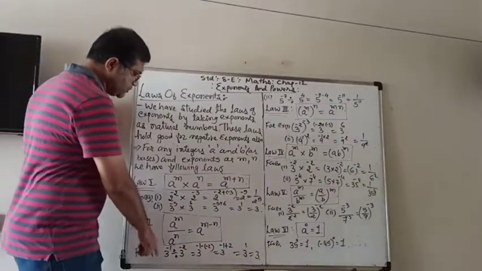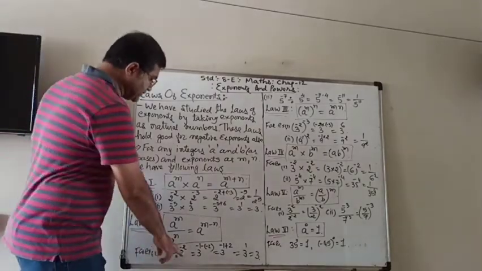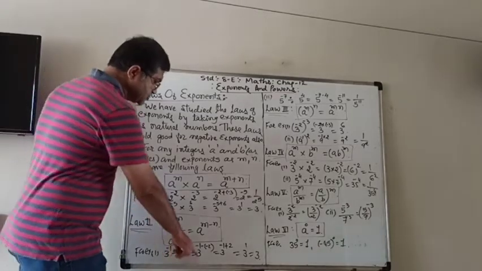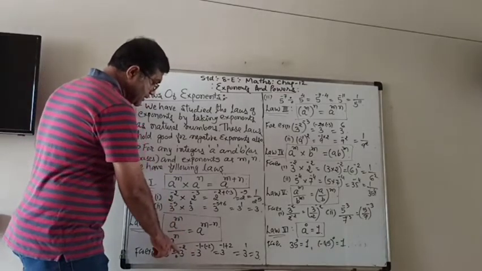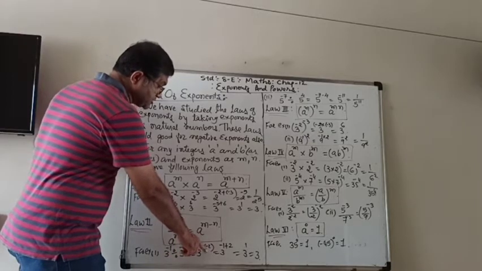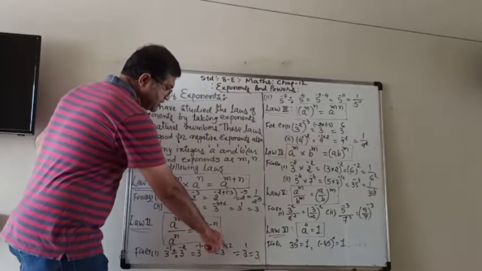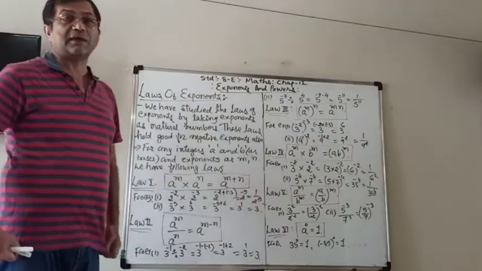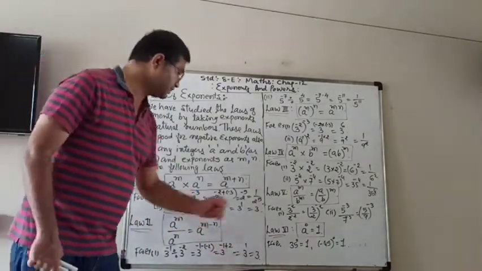Example, 3 raised to minus 1 divided by 3 raised to minus 2. So we have to subtract them. So 3 raised to minus 1 minus minus 2, minus becomes plus. So minus 1 plus 2 is 1. So 3 raised to 1, and that is equal to 3.